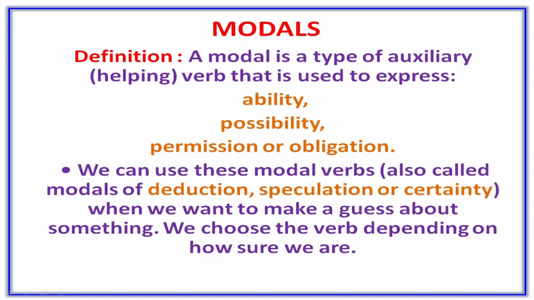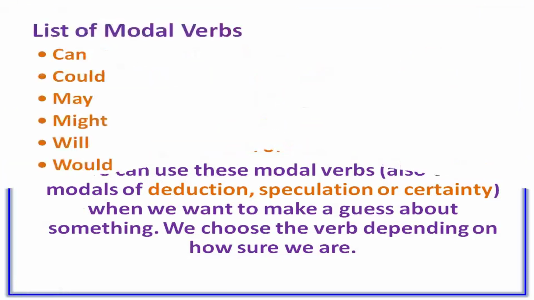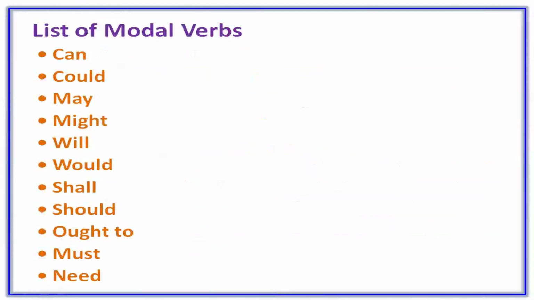We can use these modal verbs, also called modals of deduction, speculation or certainty. When we want to make a guess about something, we choose the verb depending on how sure we are. Here are some of the modal verbs: can, could, may, might, will, would, shall, should, ought to, must, need. These are the modal verbs in English language.